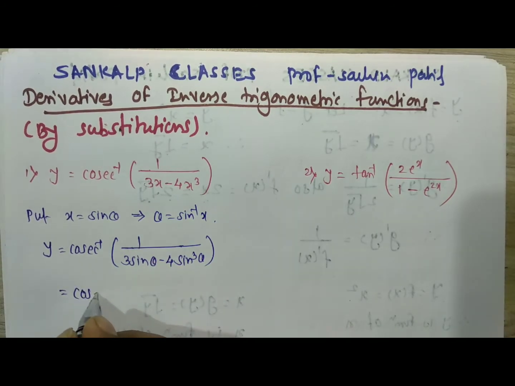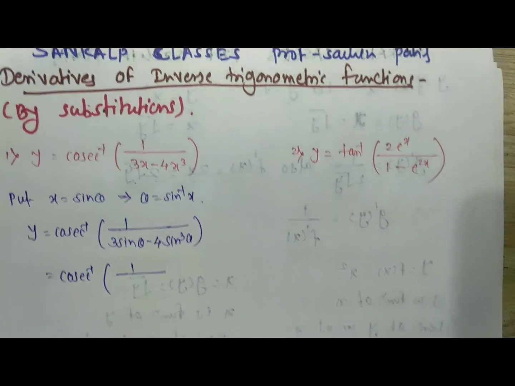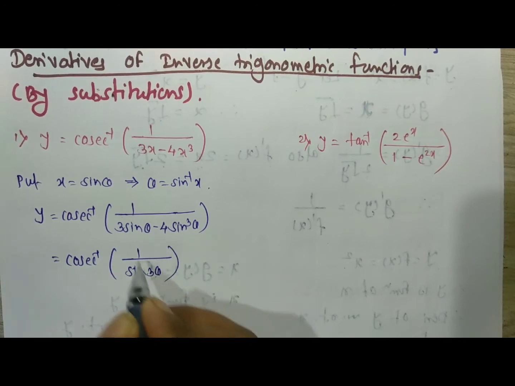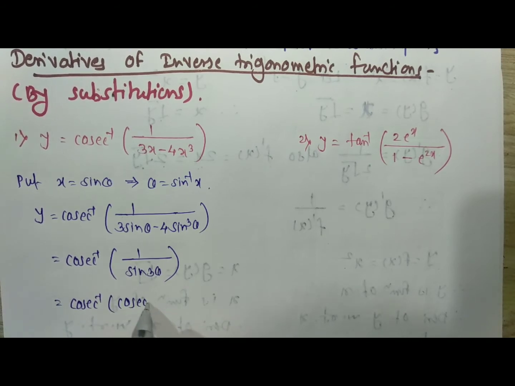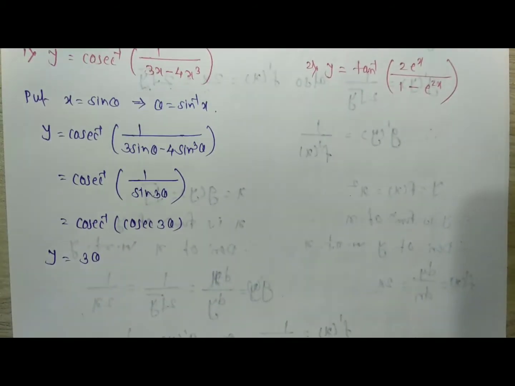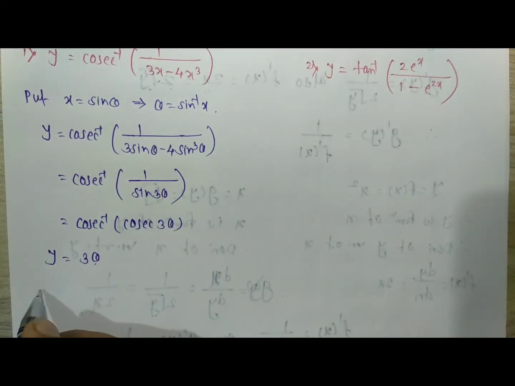We get cosec inverse inside the bracket 1 divided by sine 3 theta, and 1 divided by sine 3 theta is nothing but cosec 3 theta. Cosec inverse and cosec cancel each other. Y is equal to 3 theta, but we know that theta is equal to sine inverse x. Putting that here, you will get y is equal to 3 into sine inverse x.